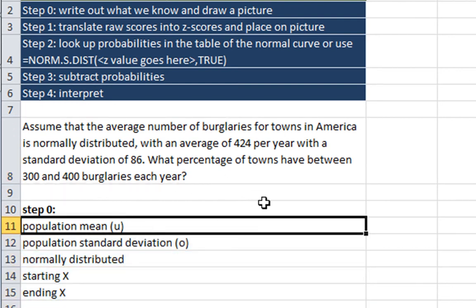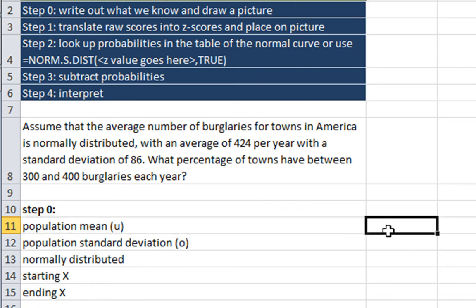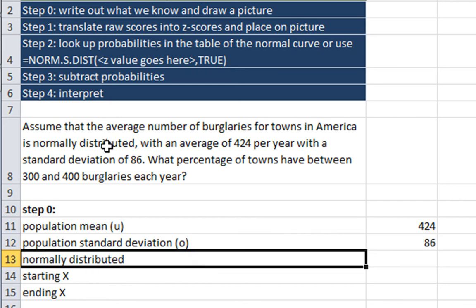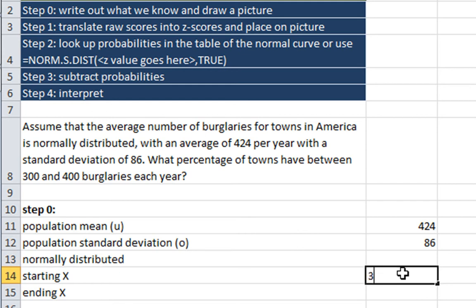So our population mean, is it giving us a population mean? Yes, it is, the average for towns in America, and that is going to be 424. The population standard deviation, there's a standard deviation of 86 burglaries. We know that it's normally distributed, it's told us that. And it's giving us a range between two x values. We want to know the probability of being between there, which is going to give us the percentage of towns that have between 300 to 400 burglaries each year. So we have 300 as our starting value, and 400 as our ending value.